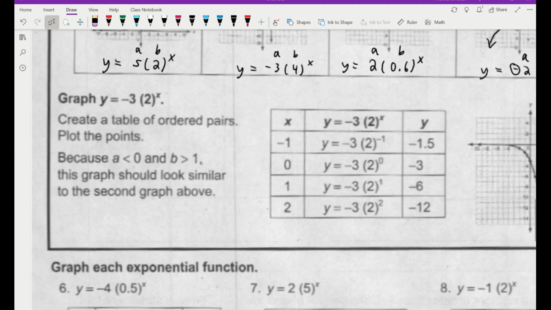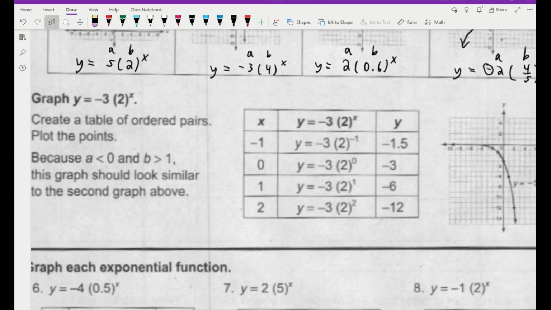And here's the table of values where we just plugged in some values. They gave us x points to plug in of minus 1, 0, 1, and 2. They gave us the equation, and we got the y values by plugging in. Minus 3 times 2 to the minus 1.